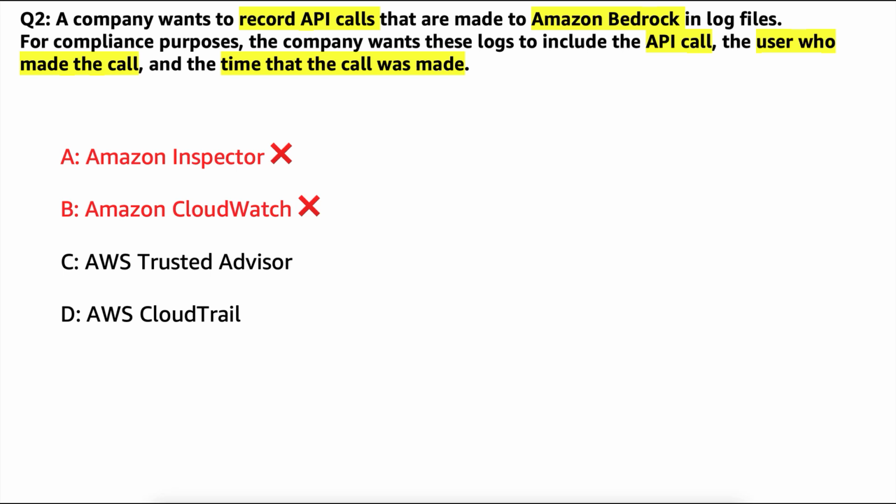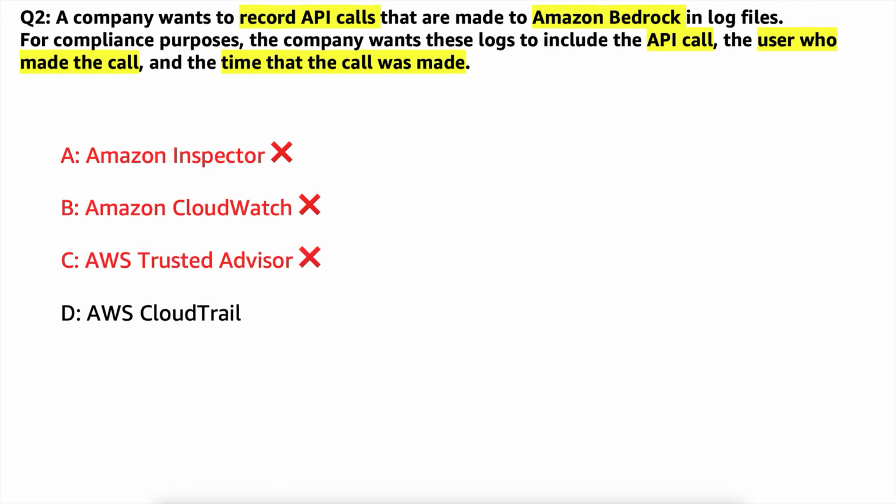Let's examine option C, AWS Trusted Advisor. This is also incorrect. Trusted Advisor provides information on how to optimize account environments for cost and performance while maintaining high security standards. Trusted Advisor does not monitor API calls to Amazon Bedrock.